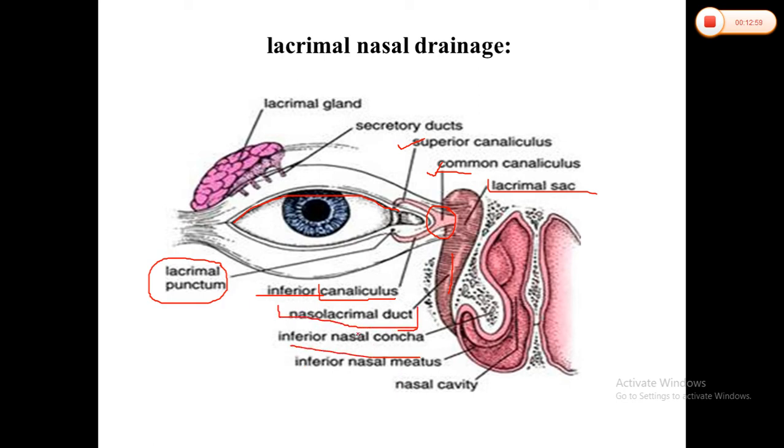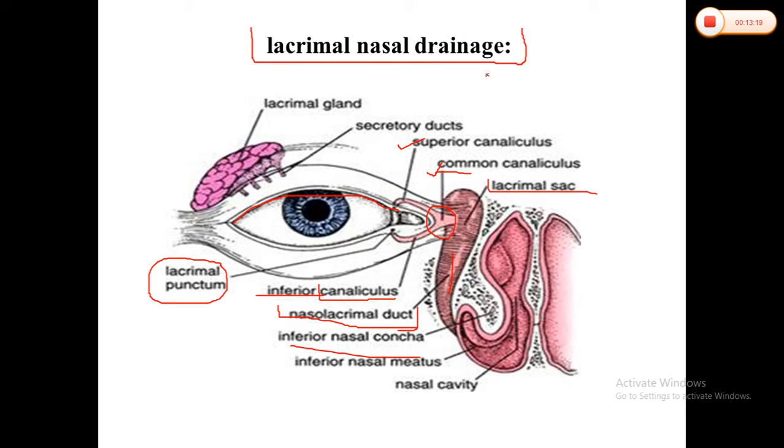So this is the simple process of how the tears travel from the eyes to the nose. This total process is called the lacrimal nasal drainage system.